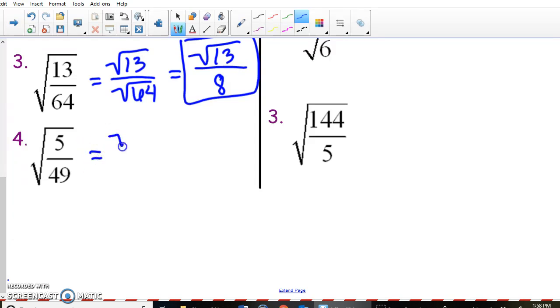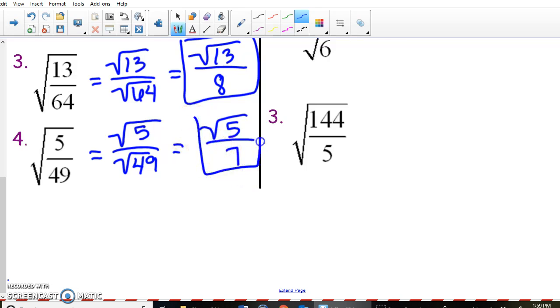Okay, and then last but not least, we'll have the square root of 5 over the square root of 49. Just like that previous problem, there's no perfect square factors in 5, so we're going to just leave that as the square root of 5. Square root of 49 is 7. So there's our final answer there.